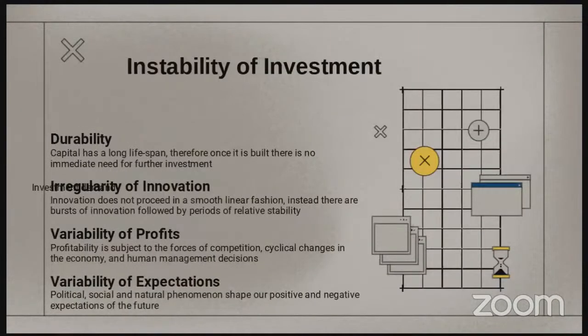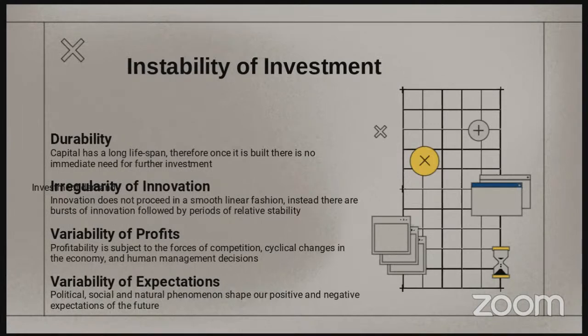So next is the instability of investment. There is durability, irregularity of innovation, variability of profits, and variability of expectations. So in durability, capital has a long lifespan. Therefore, once it is built, there is no immediate need for reinvestment. And for the irregularity of innovation, innovation does not proceed in a smooth linear fashion. Instead, there are bursts of innovation followed by periods of relative stability.